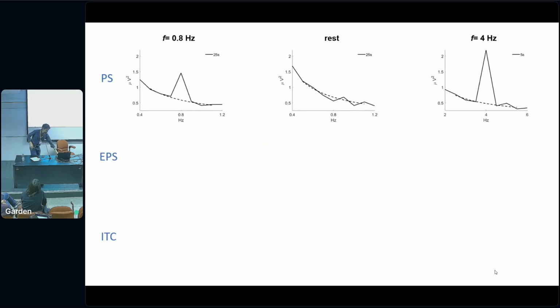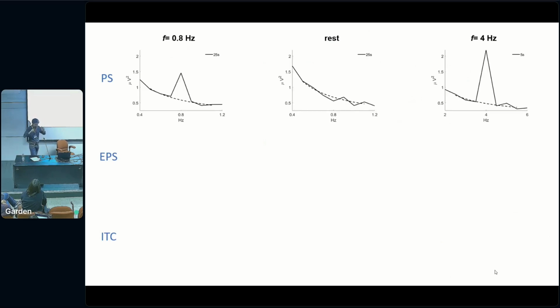And the idea here is to take the 25 seconds trials, consider them as a sort of golden standard. So say, okay, this is the signal that I have, and then decrease the length of the data to simulate what happens in the worst case of infants, and see which one of the three measures, power spectrum, evoked power spectrum, and intertrial coherence, resists better to this decrease in data. And so what happens when you decrease?